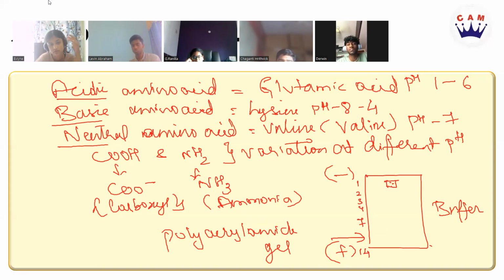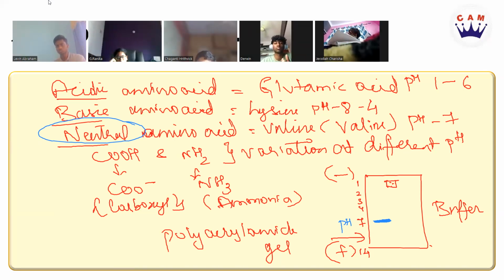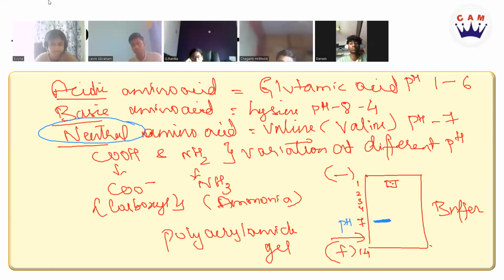Those proteins which become static at pH 7 and do not migrate any further are the example of what amino acid? Neutral amino acids. Why do they not migrate beyond pH 7? Because they are neutral in nature, and therefore they result in the formation of the band at pH 7. If they are acidic amino acids, based on the number of carboxylic acids, they may result in a band at 3, 4, 5, 6. If it is a basic amino acid, based on the number of amine groups, they can result in a band from 8 to 14.